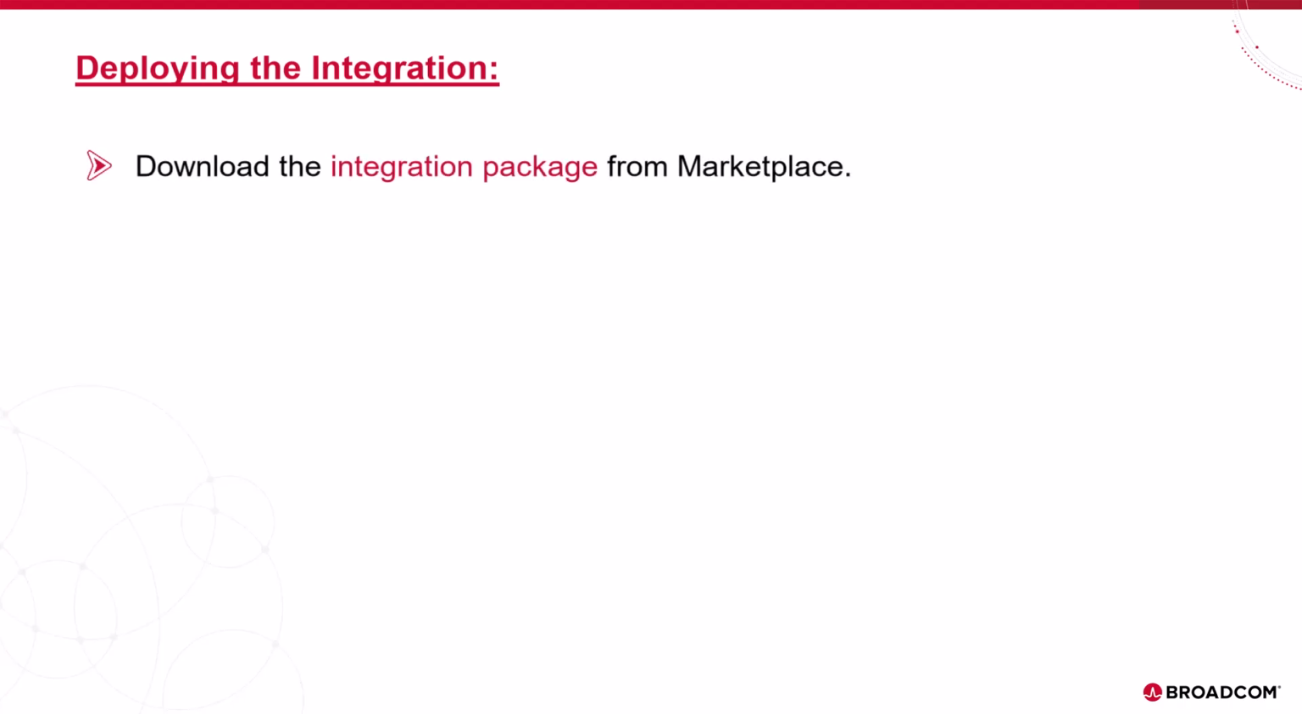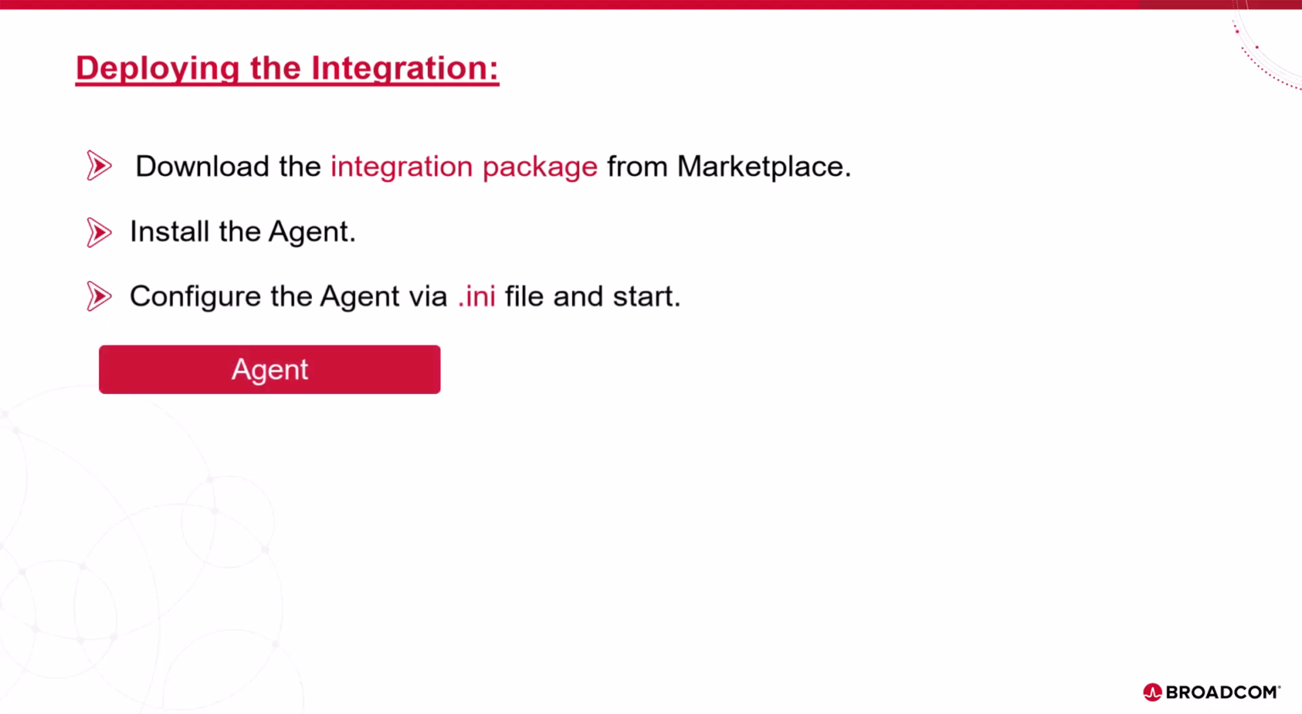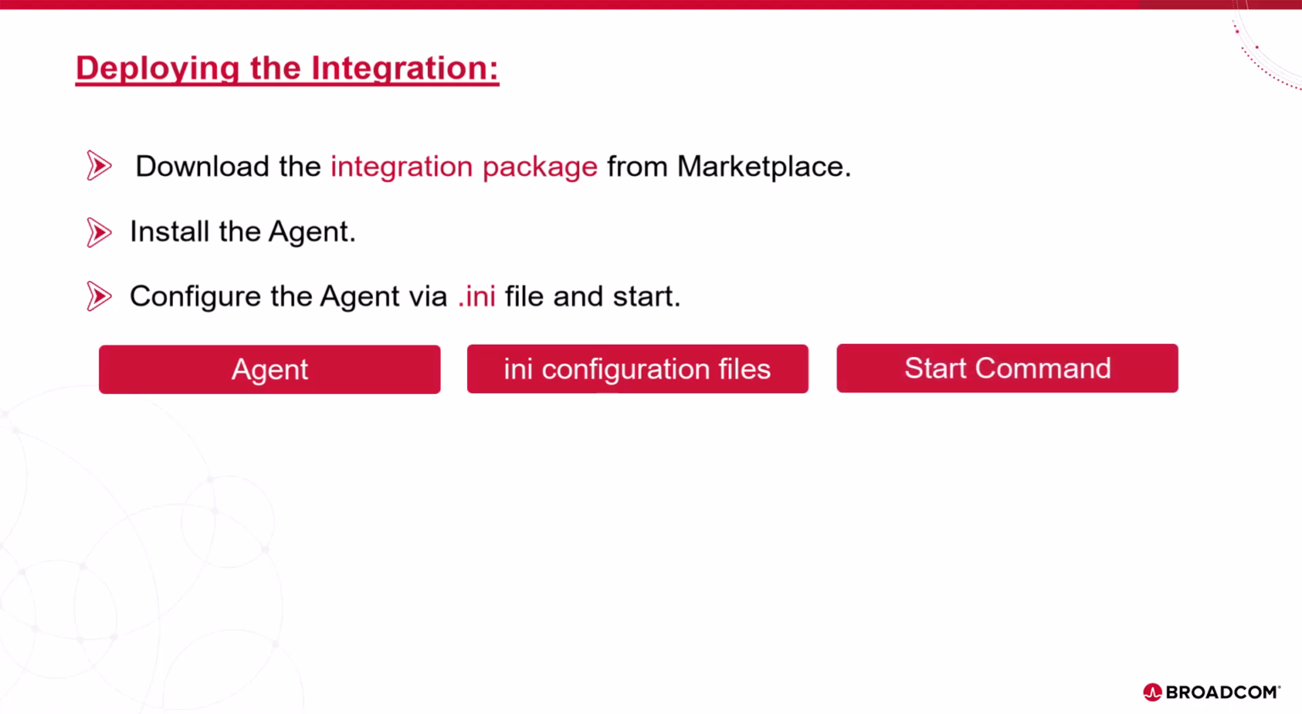The procedure to deploy the Google Cloud Batch integration is as follows. First, we download the integration package from the marketplace. This package contains all the necessary elements. We unzip this package, which produces a directory containing the agent, the INI configuration files, and several other items, like the start command. We use the appropriate INI file for our specific platform.